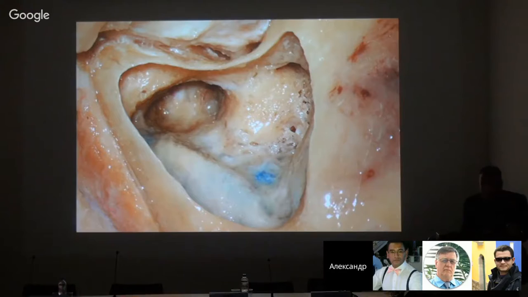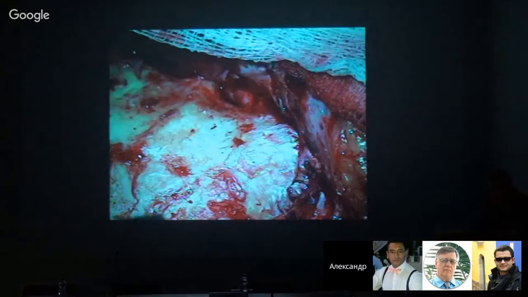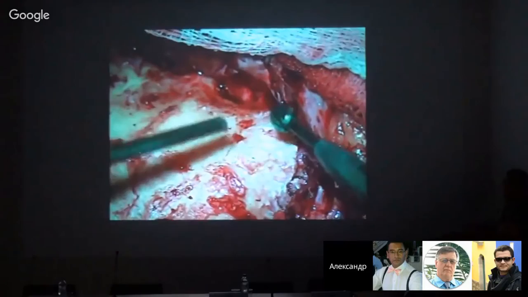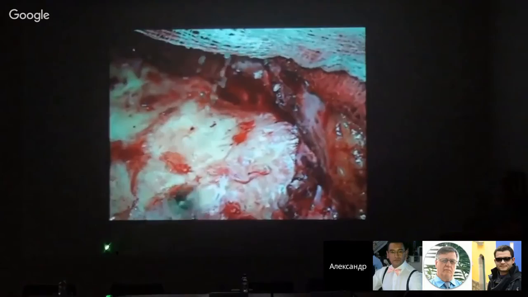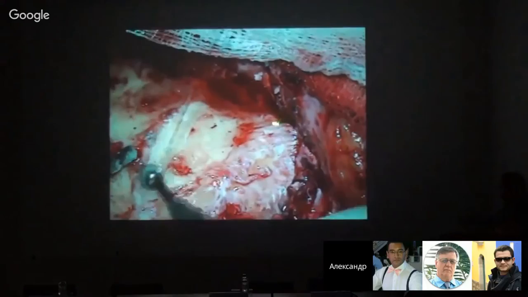So, see the sigmoid sinus? Hard bone. See the otic capsule? Hard bone. This you can take easily with the drill at low rotation, but this one, you can't. So basically what we do in surgery on these lesions is, here is the external acoustic meatus, supramiatal line, posterior border of the mastoid. That's the same thing that you're going to do today. So you start, you make your area of work, take bone here, take bone here, draw a line here, sorry for that.